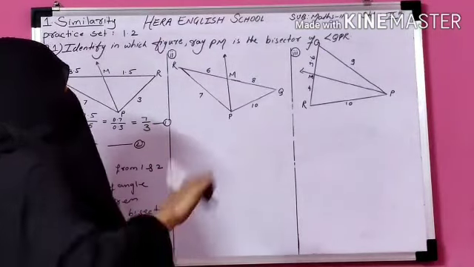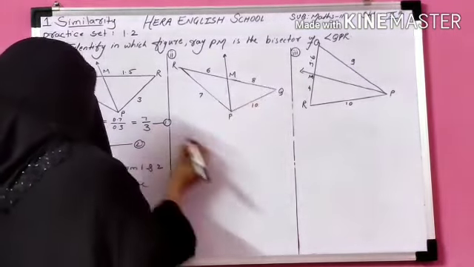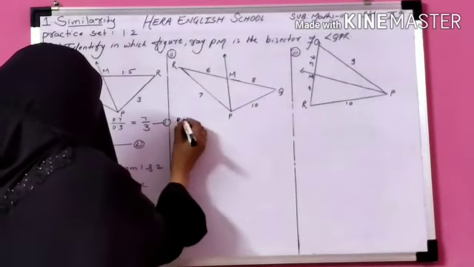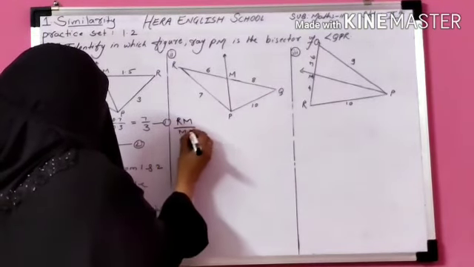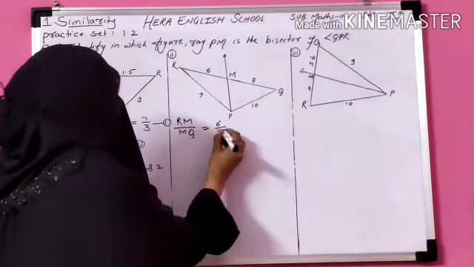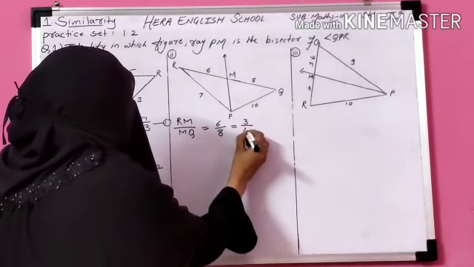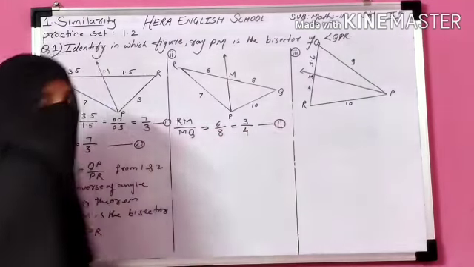Again, find the ratio of the side opposite to the angle. So this side is opposite to the angle P. Find the ratio RM upon MQ. Now substitute the values. The value is 6 upon 8. Now reduce it: 2 3s are 6, 2 4s are 8. Give it number 1.